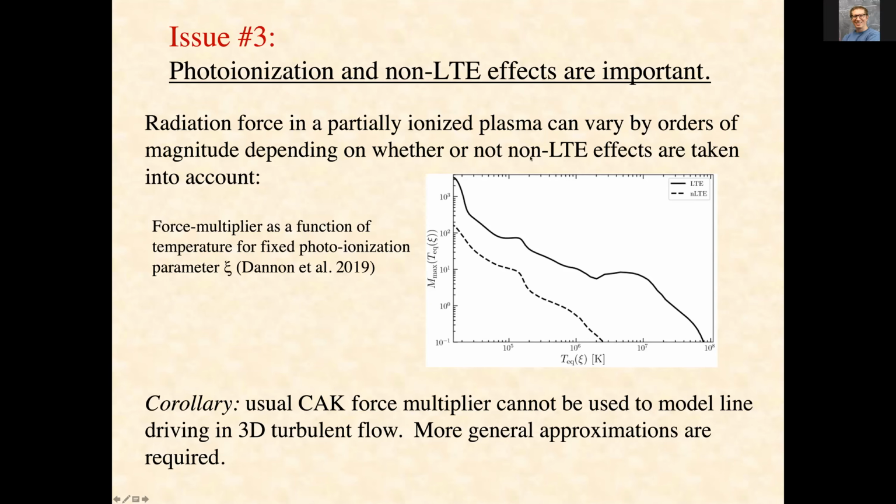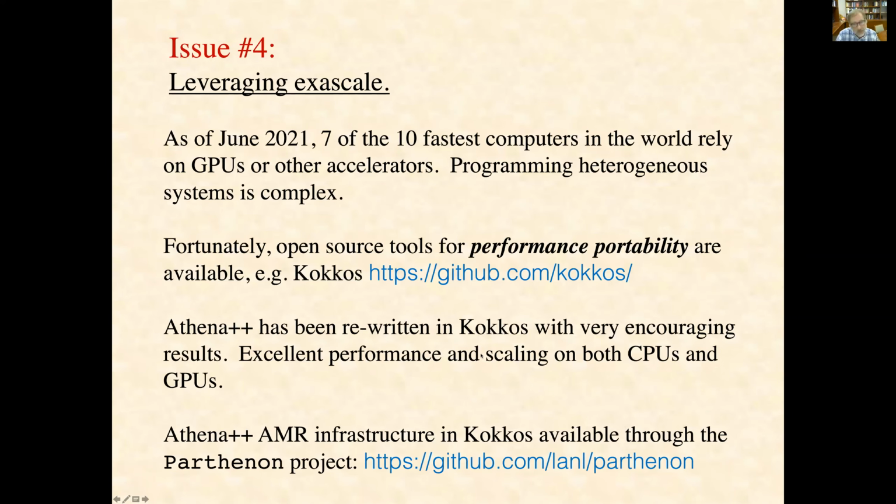Okay. Another corollary is that photoionization is very important. Again, if you calculate a force multiplier by how much the radiation opacities are increased over electron scattering, for a realistic astrophysical plasma, if you do that in LTE versus non-LTE, again, you get an order of magnitude difference between the two. And so including photoionization is going to be important. And another corollary is that the normal force multiplier used to compute radiation line forces is not going to work in full 3D radiation hydrodynamics.